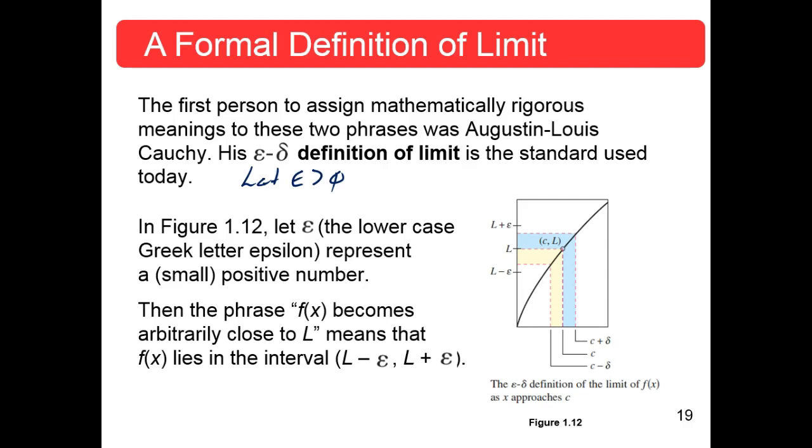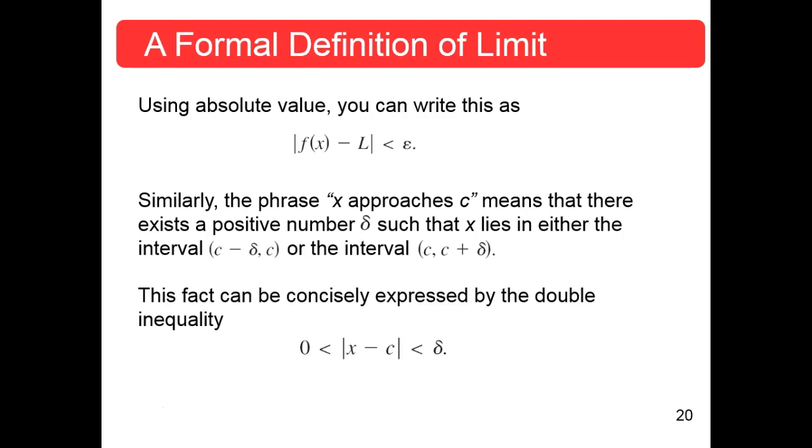So that means if you choose an epsilon incredibly small, you can find a delta that is going to guarantee you stay between those epsilons. That's what the formal definition does for you. It just introduces these things to tell you what arbitrarily close to and as it approaches mean. That's what it's doing. So let's see how you put all that together.